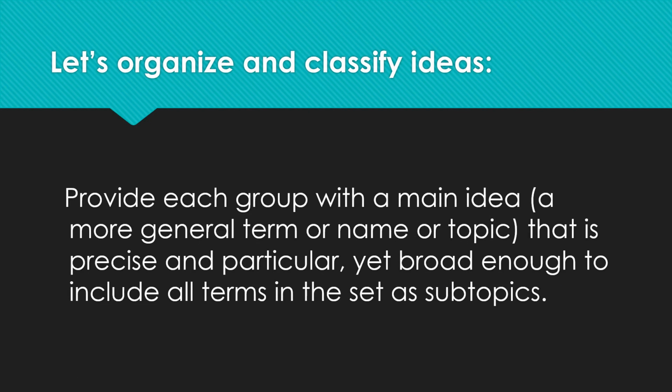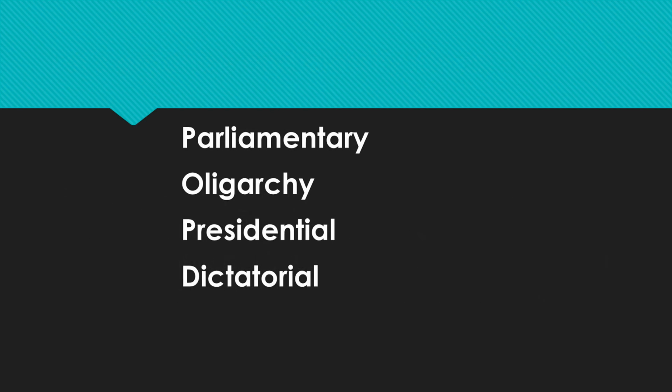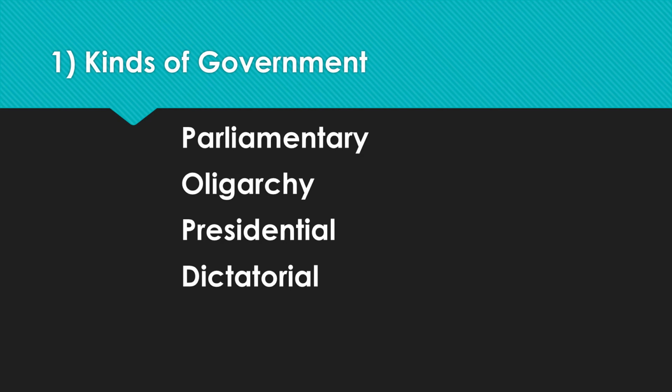So first, let's organize and classify ideas. I will be giving you subtopics, and your job is to provide a main idea. So for example, you have parliamentary, oligarchy, presidential, dictatorial. These are, answer? Kinds of government. Very good if you got that right. So you have the main idea, general idea, and then the types or classifications. Usually, the subtopics are elements, sets, processes, stages, examples, illustrations. Okay. Number 2.